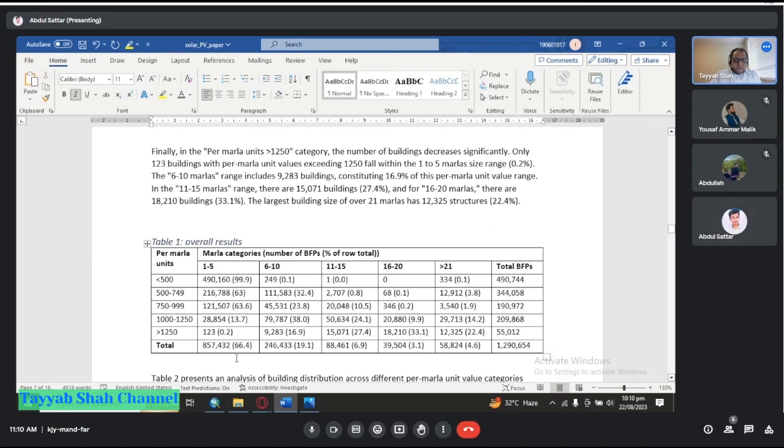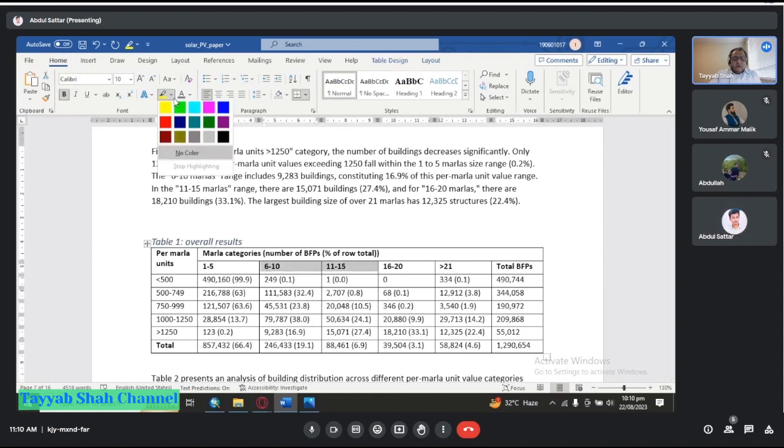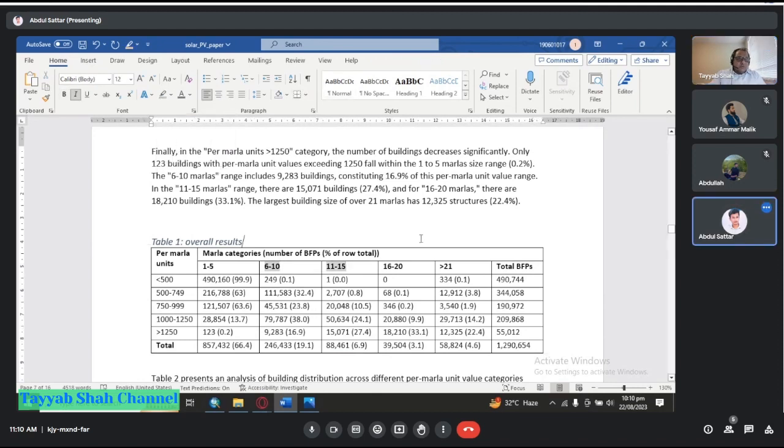Then 6 to 10 marlas or 11 to 15 marlas could be the average size of households, and 16 and above could be large households, farmhouses and those kinds of things. If I add the 19% to the 66%, approximately 75% of the building footprints are a relatively small size. This is the way we will see it.